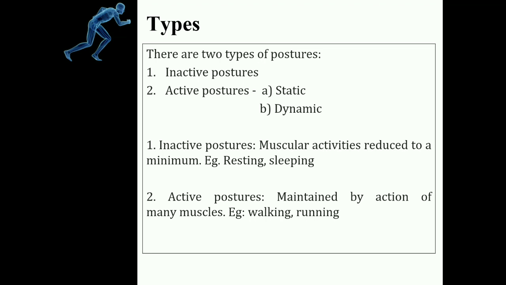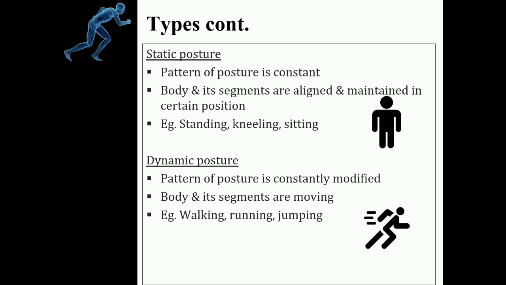So, what are the types of postures? Basically, there are two types of postures, inactive and active. As the name indicates, inactive means there is no work done by the body. For example, resting, sleeping. Active posture means work is done by the body. For example, walking, running. Active posture is again divided into static and dynamic posture.